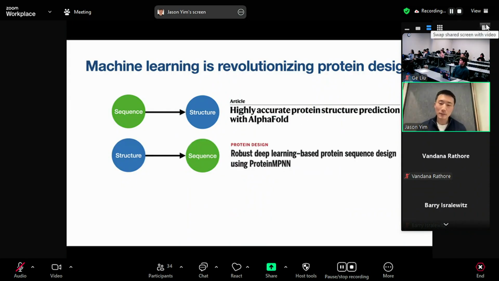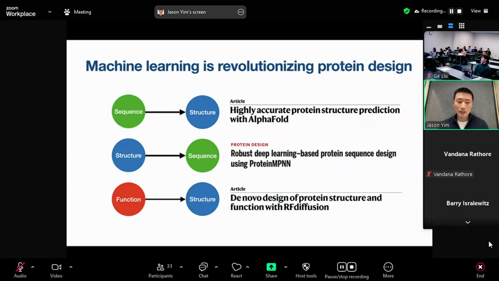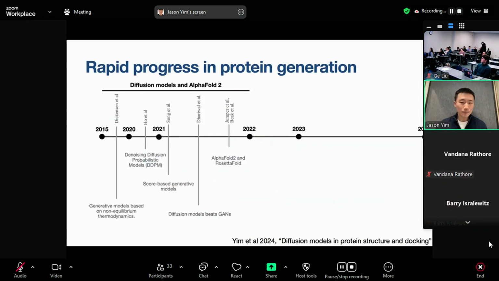And so this is another paper called ProteinMPNN that was by the David Baker lab that works extremely well. And then what more recently has come about is trying to go from a function to a structure. And so this is what I was an author on and was also published in Nature, RFdiffusion, that I'll be talking about today.